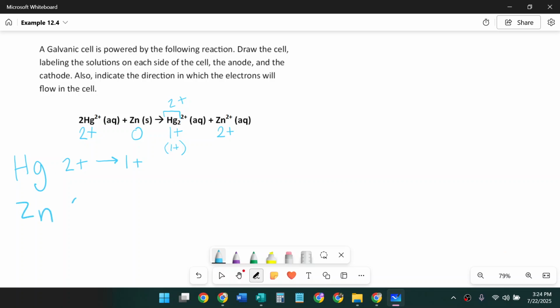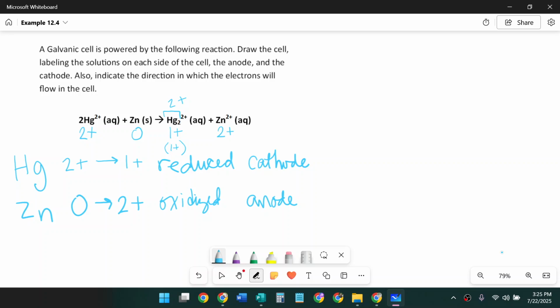All right, and then our zinc is much easier to see. It's way more straightforward. So which one went down in number? Mercury did. This one was reduced. And so that means that is our cathode, red cat. And then the zinc went up, so that means it was oxidized. And ox, that is our anode. All right, now that we've got our pieces of information, let's draw.